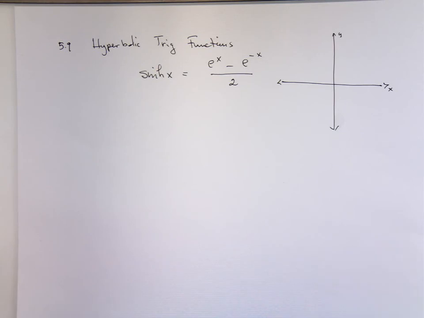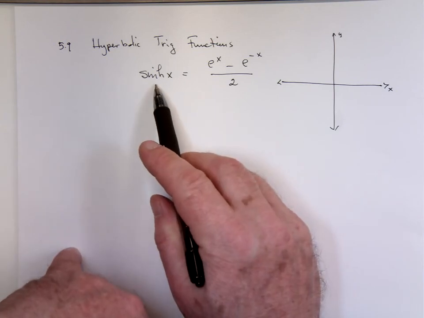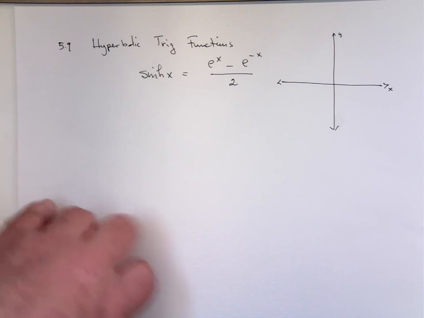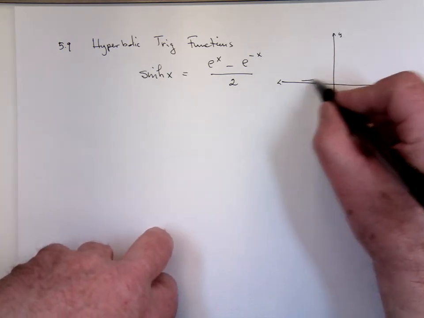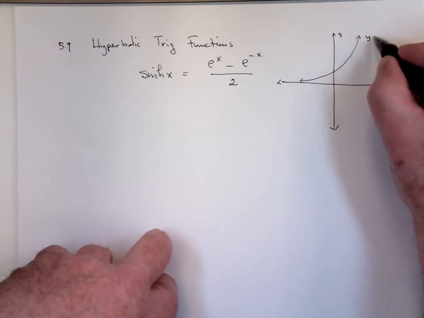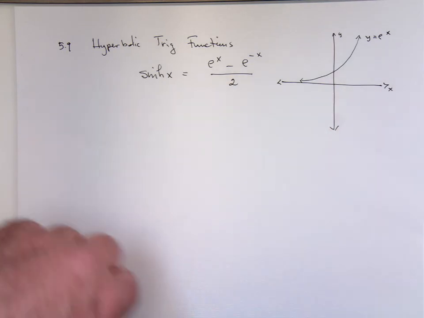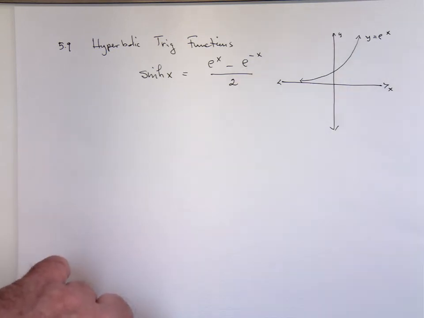I do want you to know that sinh is equal to e to the x minus e to the opposite of x, over 2. If you do the graph of this thing, here's e to the x. What's the graph of e to the opposite of x look like? How does that graph differ from this graph? How does replacing x with its opposite change the graph?